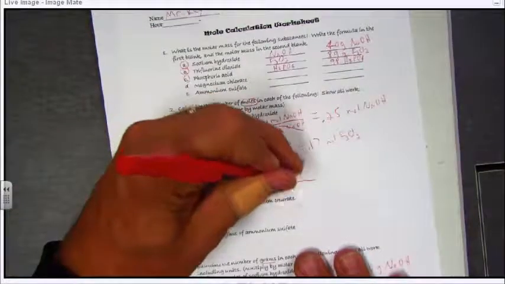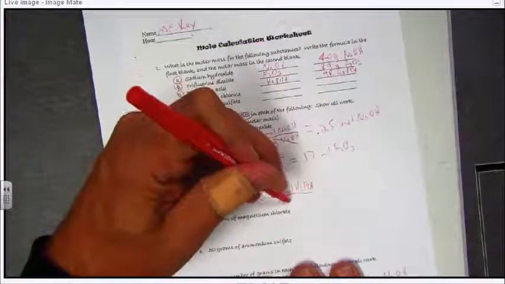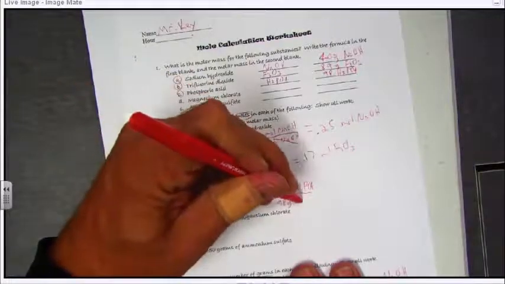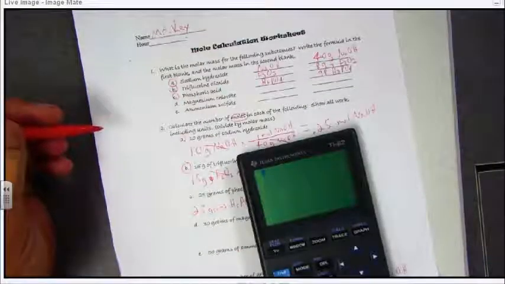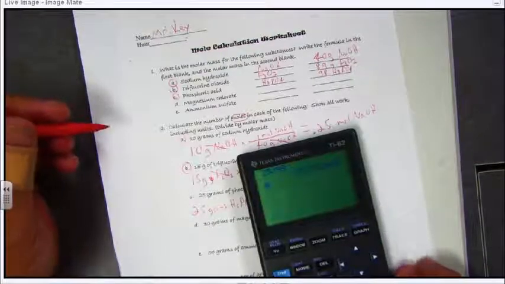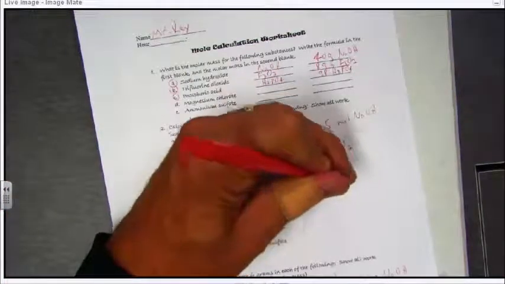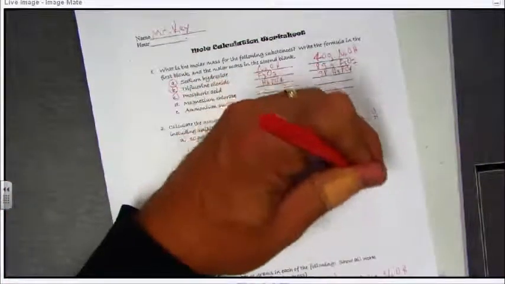1 mole of H3PO4, the molar mass is 98 grams H3PO4. 25 divided by 98 is 0.255, or rounded to 0.26 moles H3PO4.